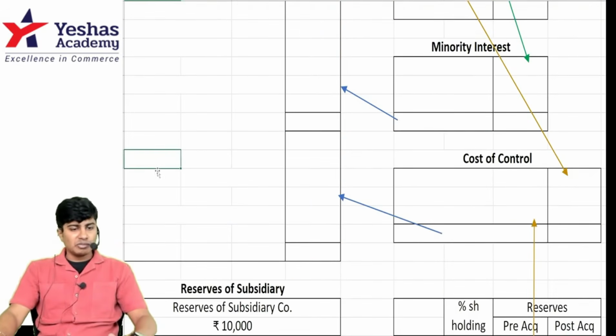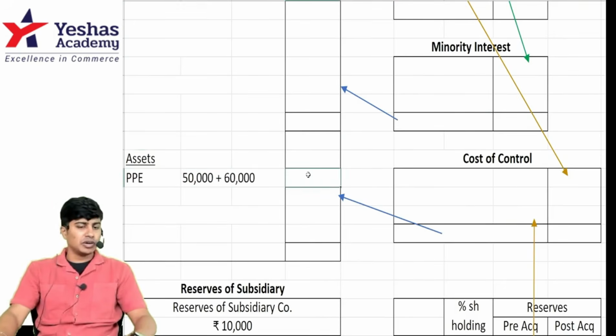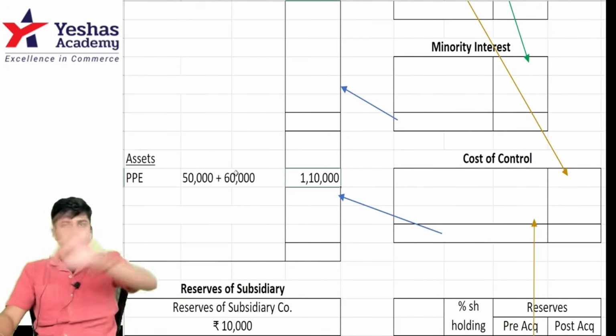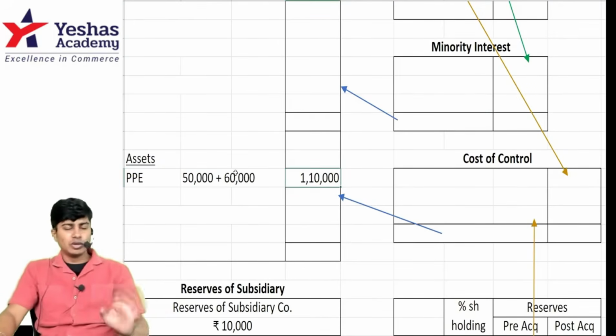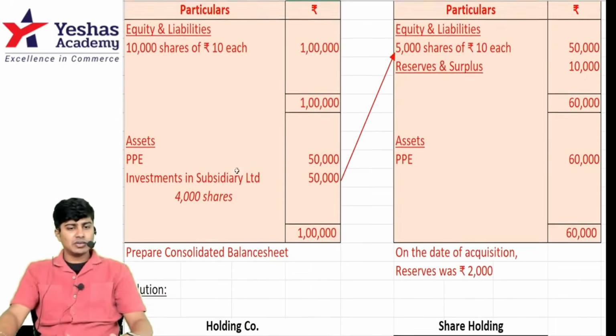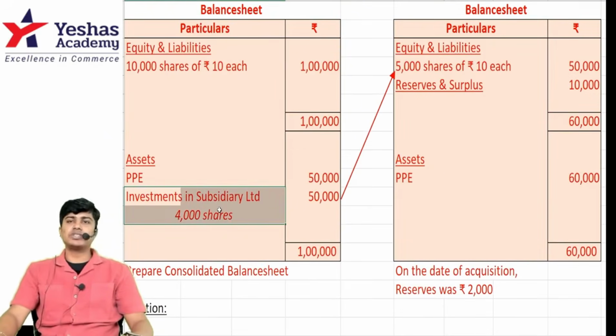50 plus 60. Till the time you are following the order in which I am telling, you will not go wrong. If you skip the order and try to do randomly, then you will not know what's done, what's not done. 50 plus 60, 1 lakh 10. What's after that? Investment in subsidiary. How many shares? 4,000 shares.